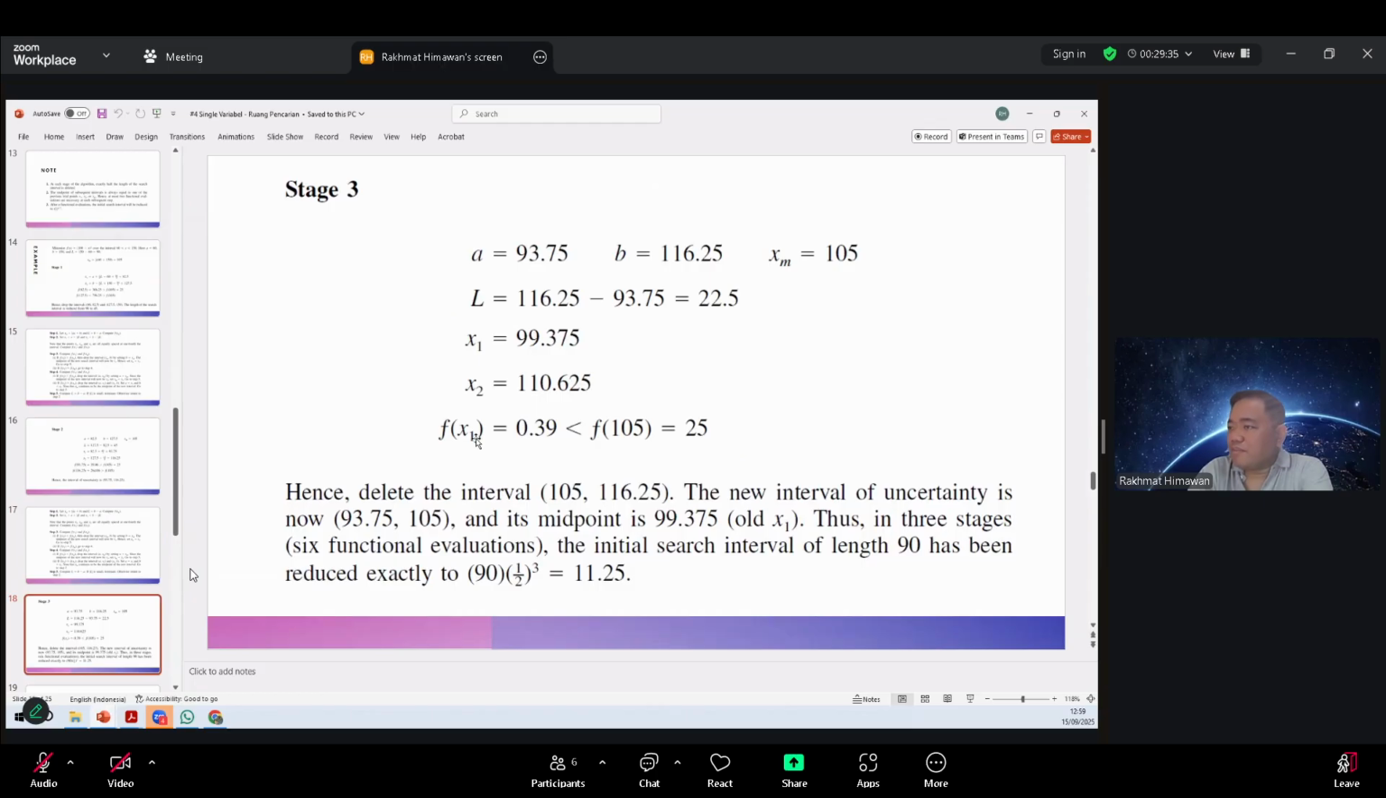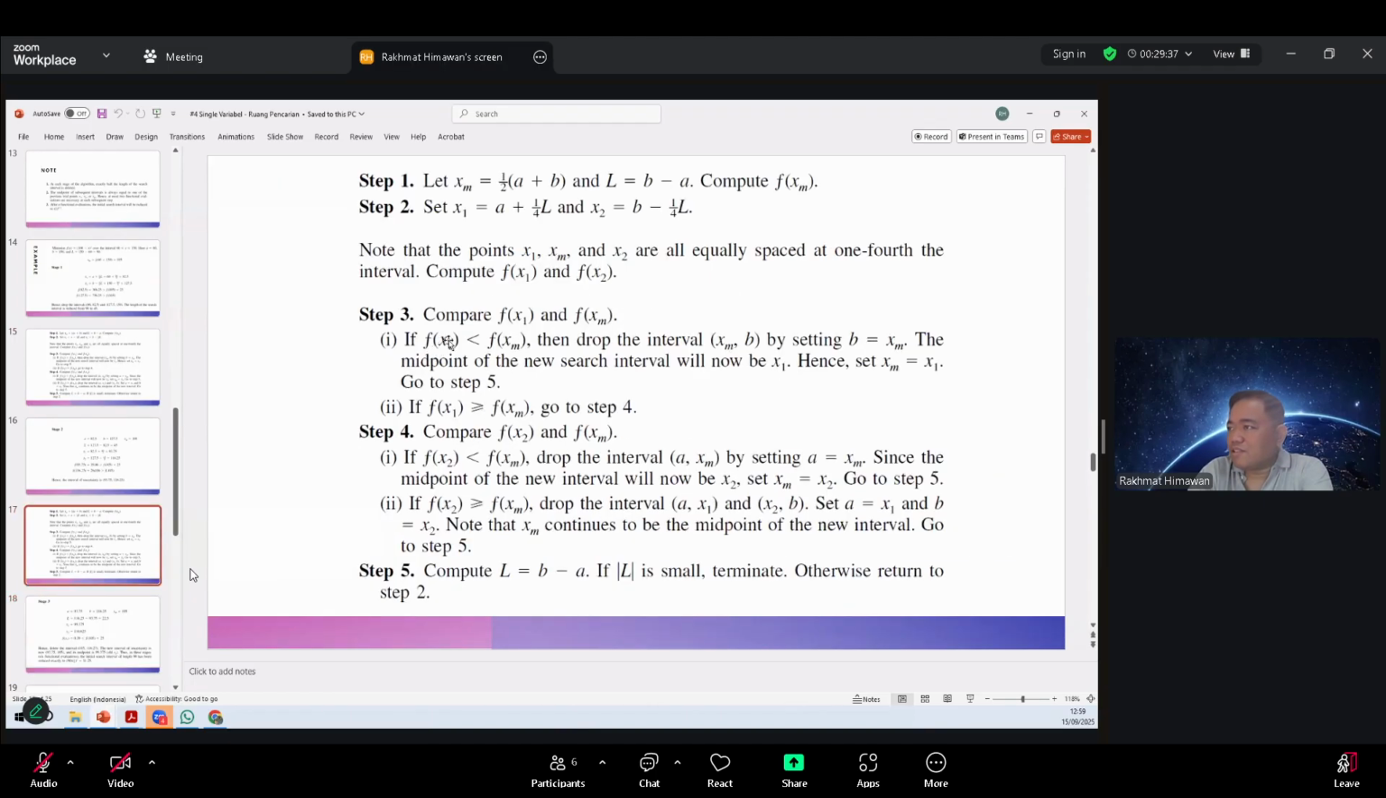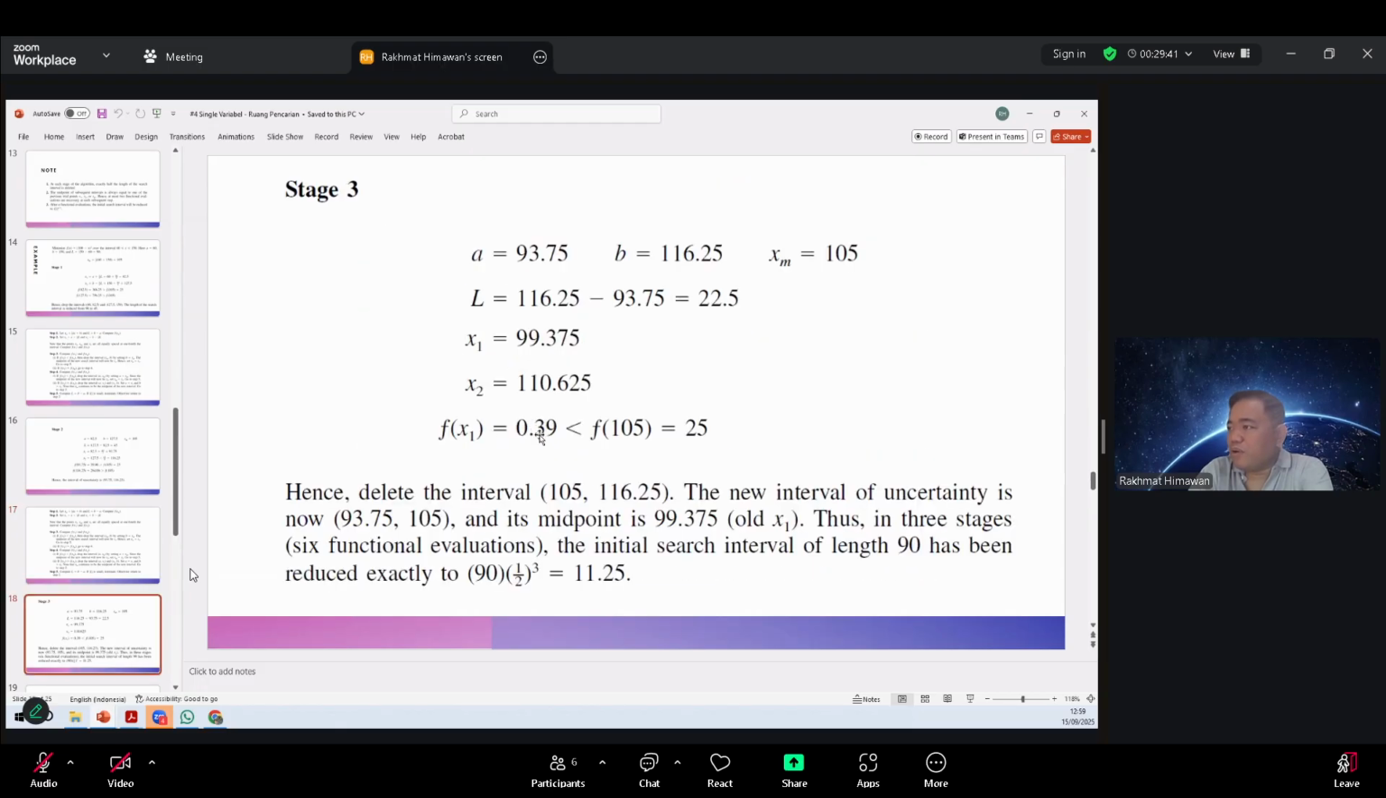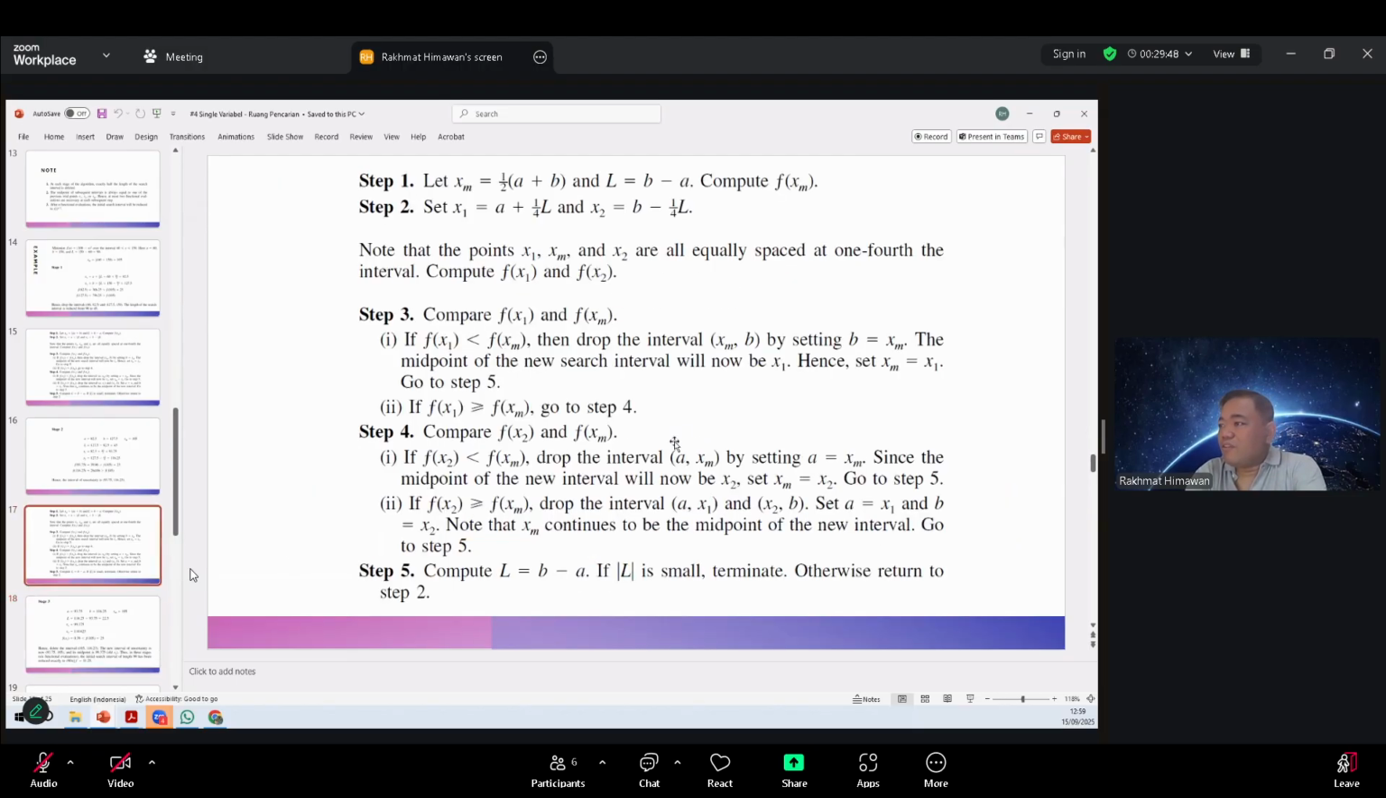Now let's check based on the algorithm, what is fx1 compared to fxm? fx1 is 0.39 now. fxm is 25 now. We are in a different condition. Now we are not in here, but we are in this condition. fx1 is less than fxm. So we won't go to step 4.